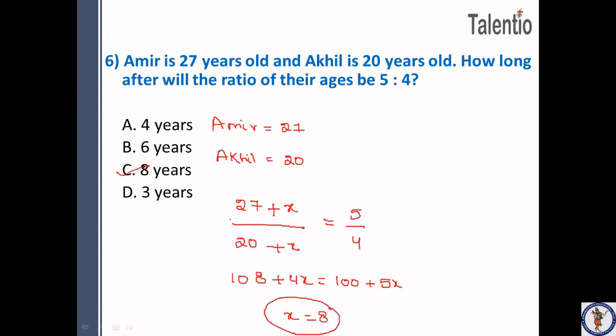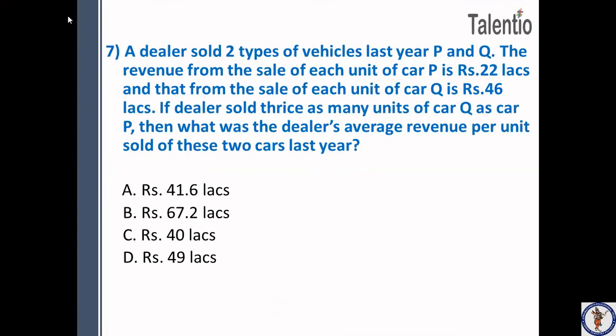Clear? Because if your age is increased by 2 years, my age also will be increased by 2 years. So if Amir's age increases by x years, Akhil's also increases by x years. So they're asking what x is. So 27 plus x by 20 plus x is equals to 5:4, where x is equals to 8 years. Clear with this? Very good. Solve the next one and post the answers fast.